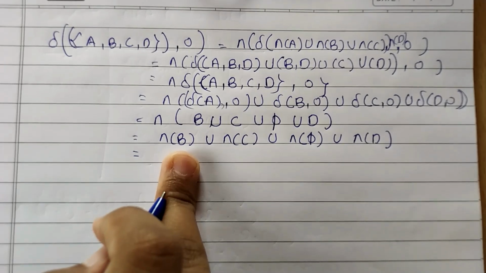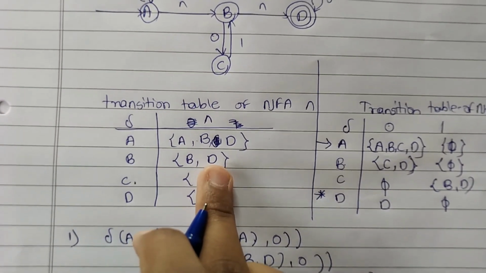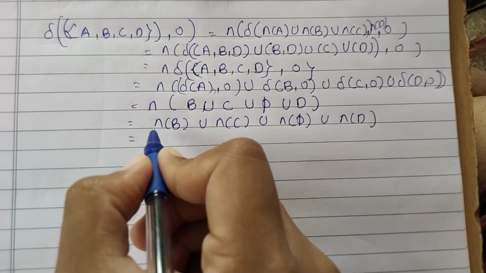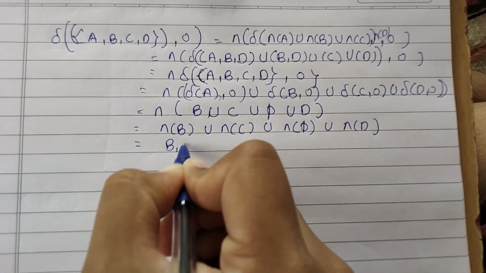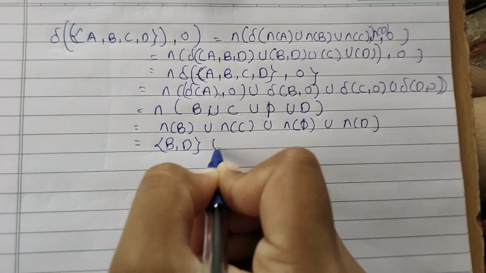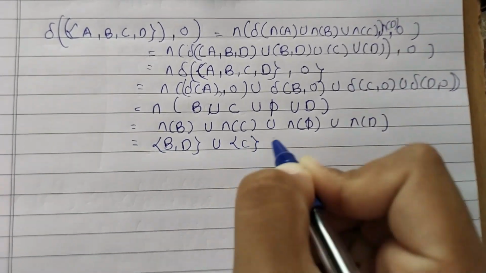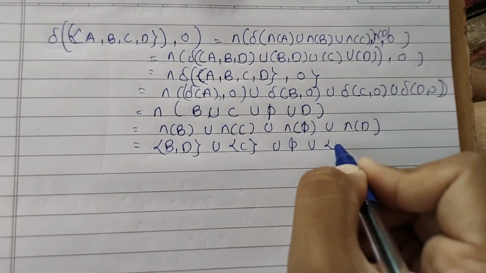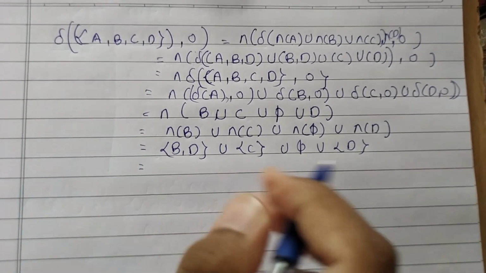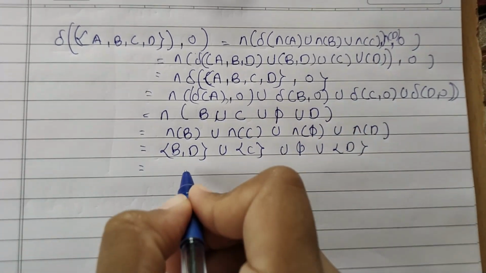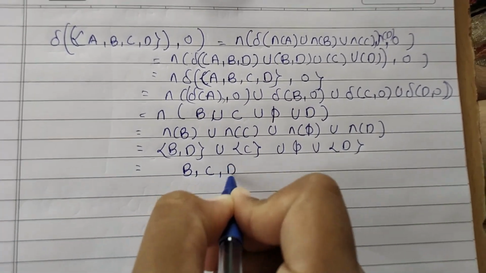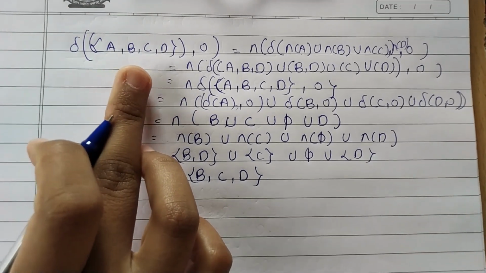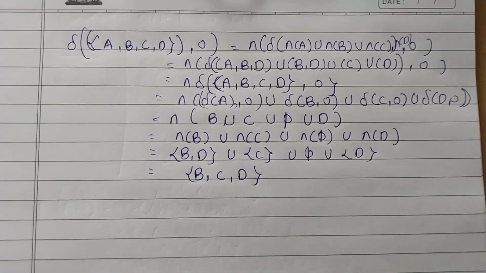Now null of B is nothing but BD. Null of C is C, null of D is D. So null of B is BD union null of C is C union null of phi is phi union null of D is D. Now we perform the union. So this is B, C and D. So this state of ABCD comma 0 is BCD.